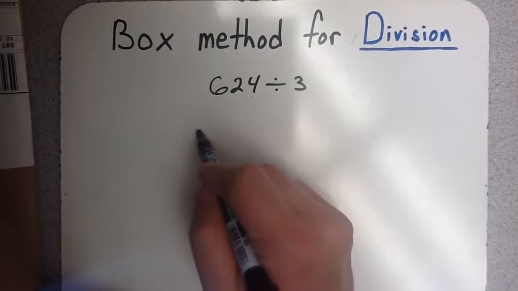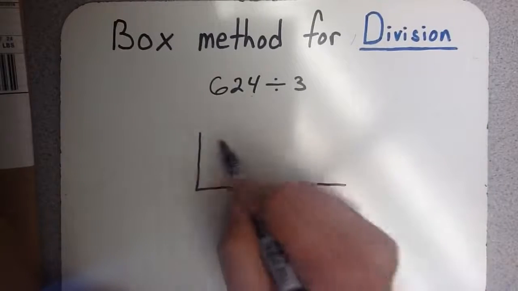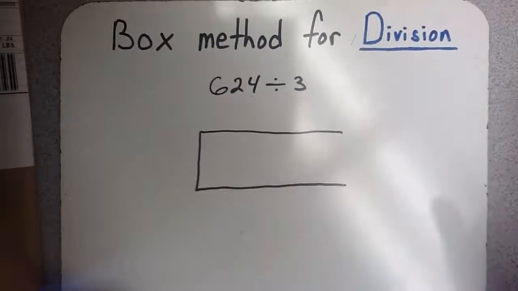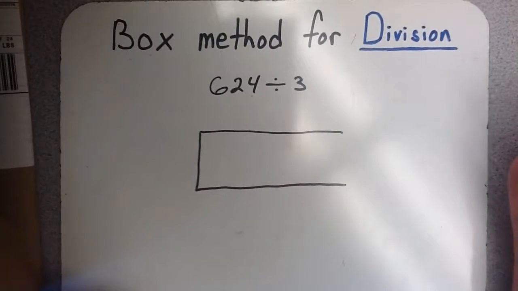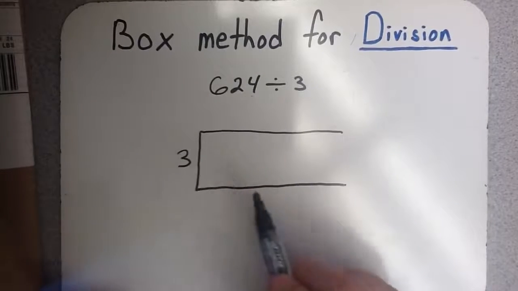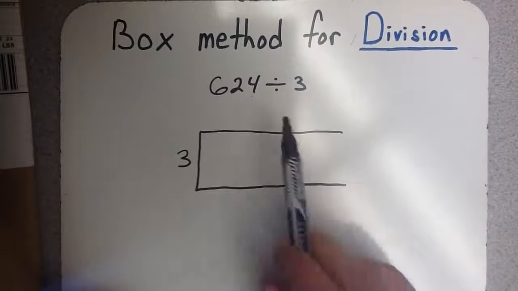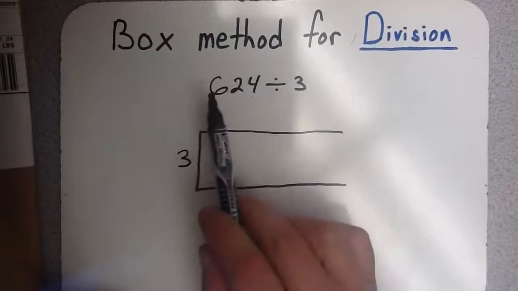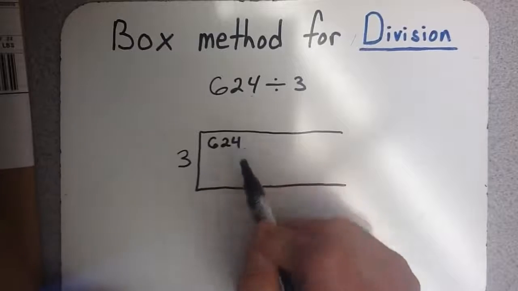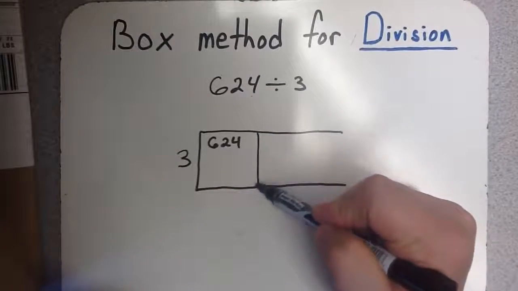So let's start with our box. I like to not put the end of my box because I don't know if I'm going to need to extend it based on the size of the sections that I make. Now we put our divisor right on the outside, so we're dividing by 3. And then we are dividing our dividend, 624. We start with that right at the top of our box right there. So that's our first section that we're going to do.